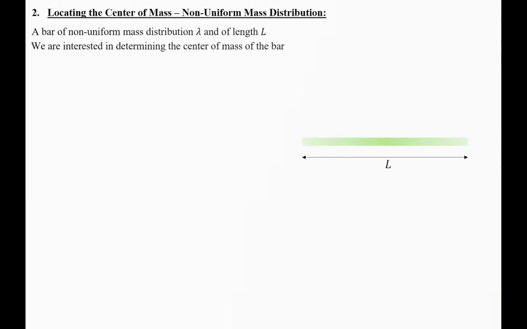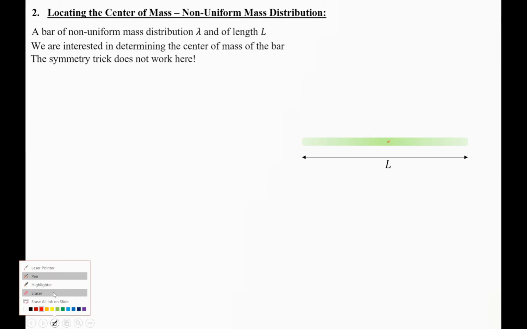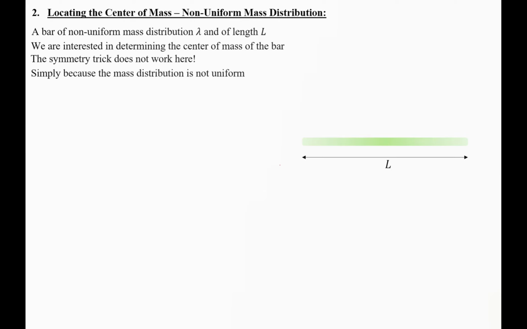Now we're ready to locate the center of mass for non-uniform mass distribution. A bar of non-uniform mass distribution lambda and of length L is shown here. We are interested in determining the center of mass of the bar. The symmetry trick doesn't work here, so we cannot say that the center of mass is at the middle of the bar. By the symmetry trick, I'm referring to the one related to the geometry, simply because the mass distribution is not the same.